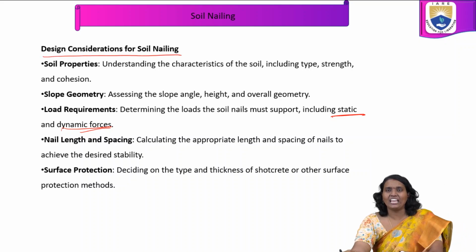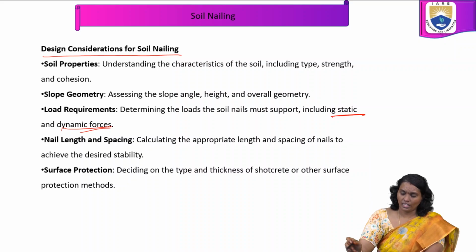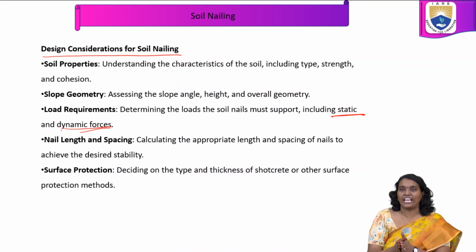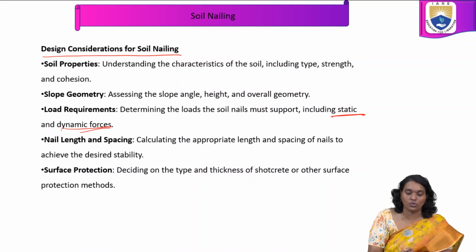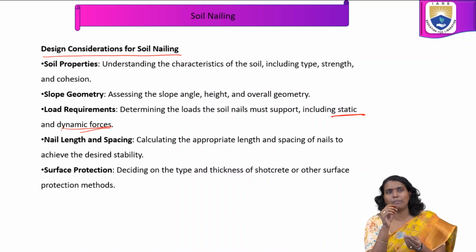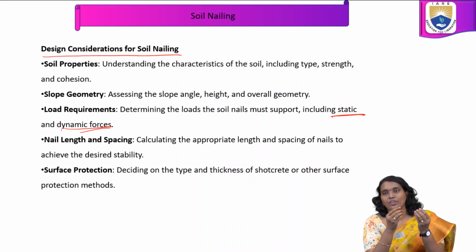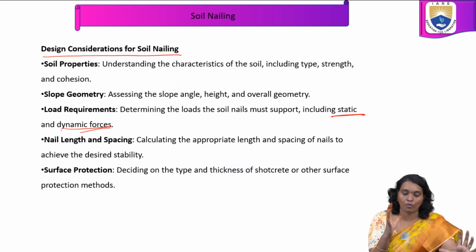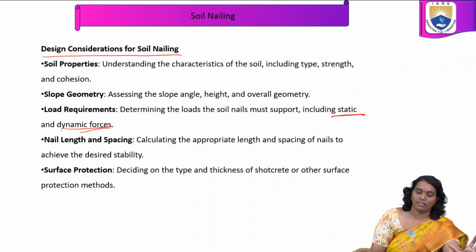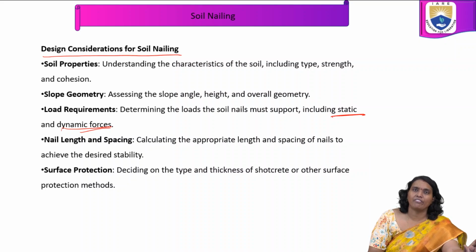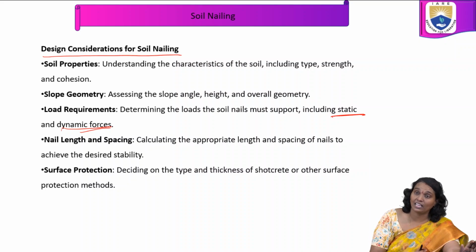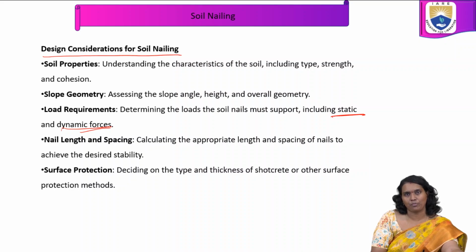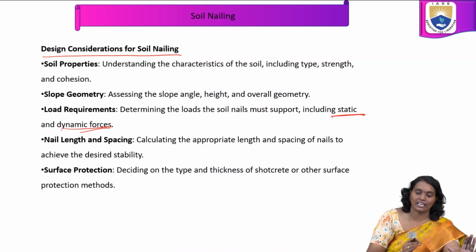Moving on to nail length and spacing: calculate the appropriate length and spacing of nails to achieve stability. From a stability point of view, how much length of the soil nail is required and how much depth it is going to reach are important properties, and the spacing between them is also important for getting the desired properties. This is also one of the design considerations.